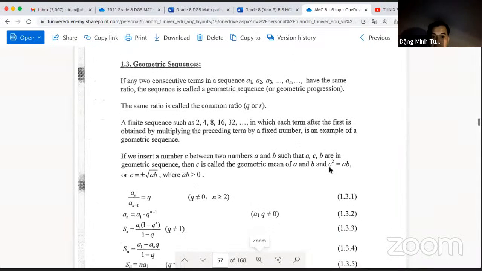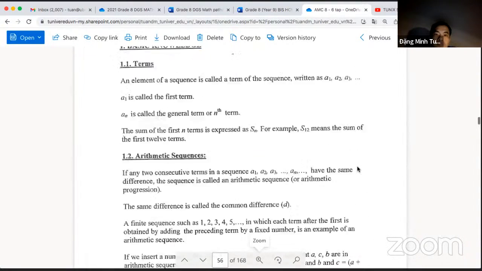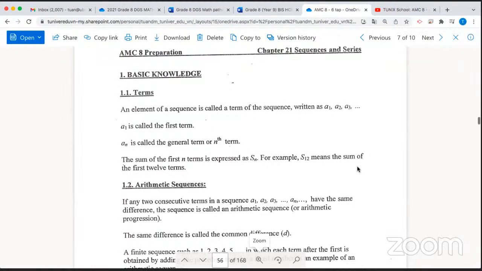Okay, here you go, right? So now, look at this one. You can see my screen? Yes, I can see the screen. Okay, so just look at this.